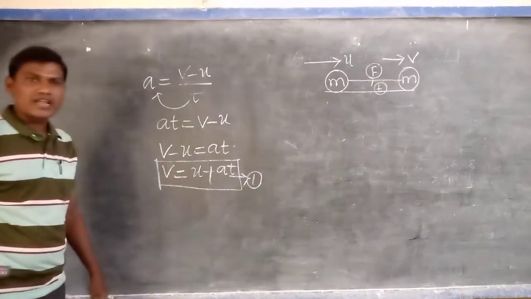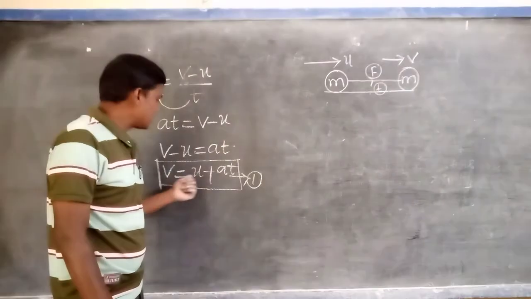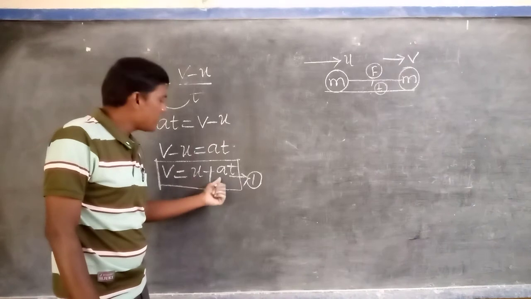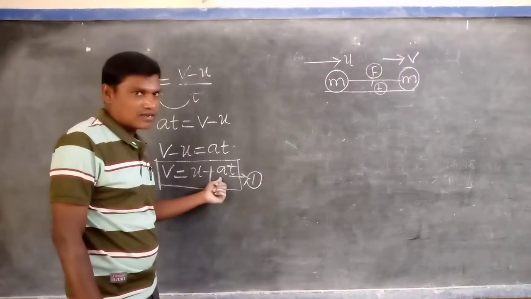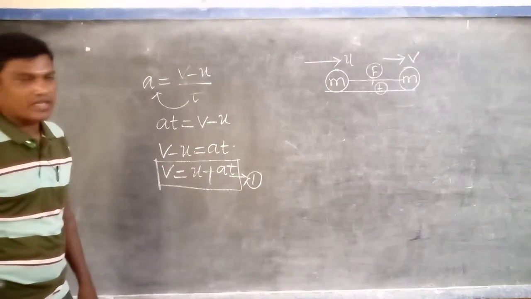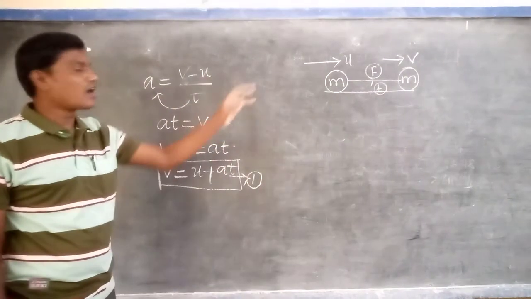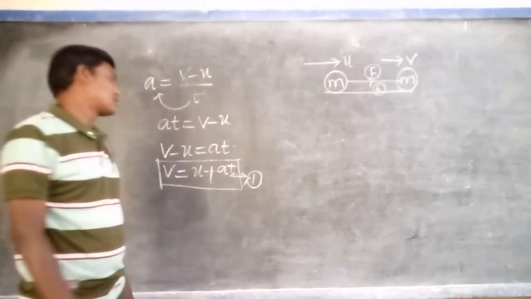So what is the first one? I said that v equals u plus at. v is the final velocity, u is the initial velocity, a is the acceleration acquired by the body, and t is the time. Okay, so in this time, how much time? In that time, it covers how much displacement.